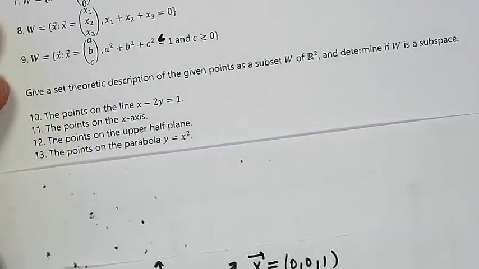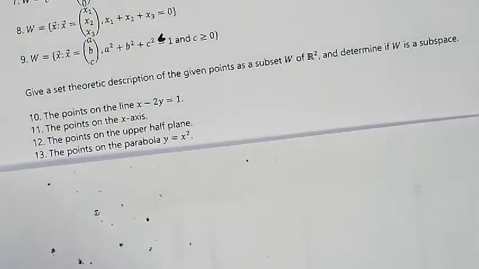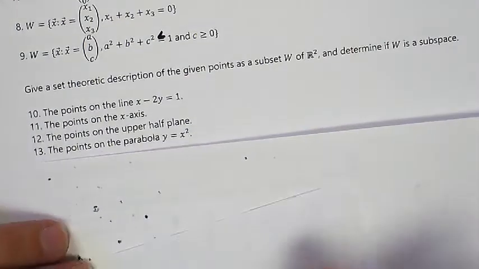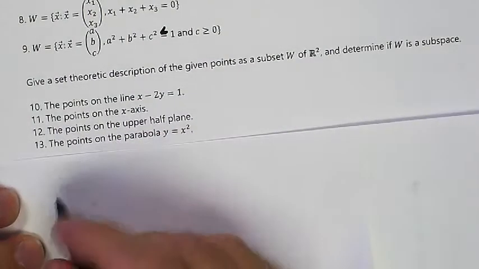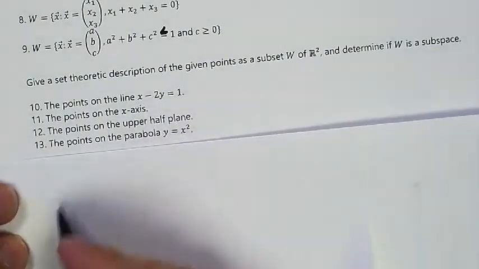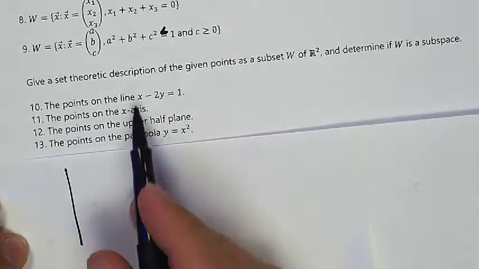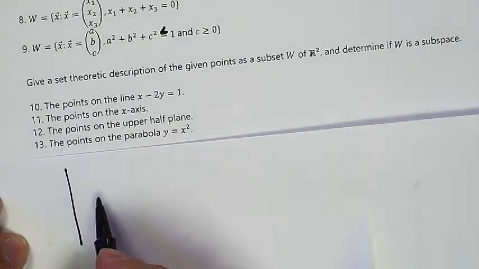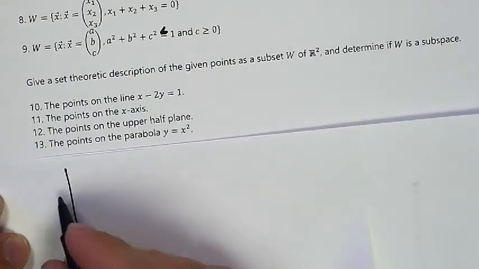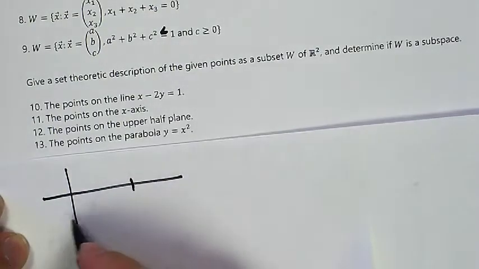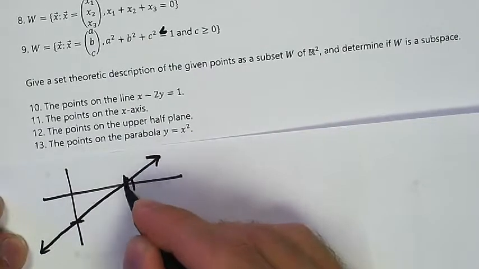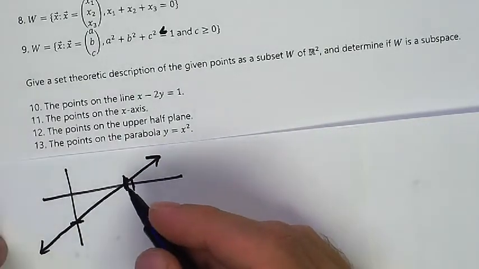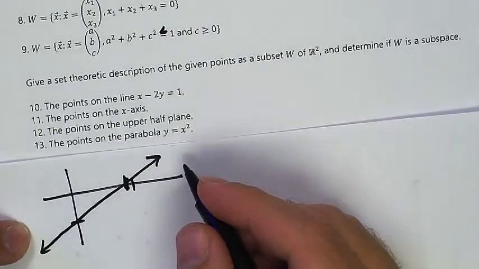All right. Give a set theoretic description of the points as a subset of R2 and determine if it's a subspace. Well, who knows, maybe we can do that. The points on the line x minus 2y equals 1. I know that that's going to have slope 1/2, and it's going to have x-intercept of 1 and y-intercept of -1/2. I should definitely have drawn the line first and the intercept second, but you live and learn.